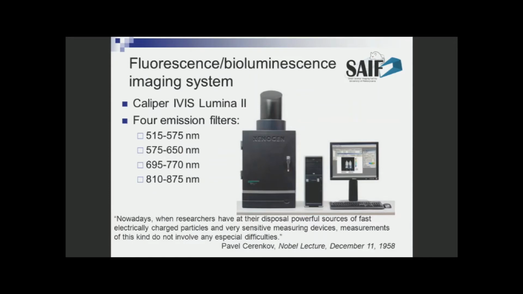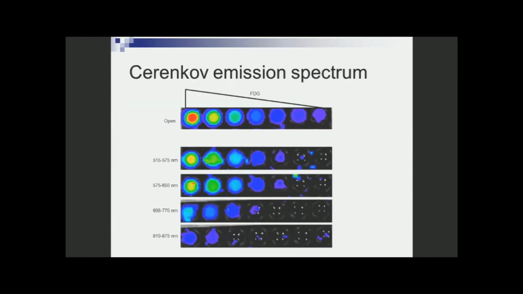With a nice quote from Cherenkov at the bottom from his Nobel lecture: nowadays when researchers have at their disposal powerful sources of electrically charged particles and very specific measuring devices, measurements of this kind do not involve any special difficulties. So again, this is just an example of what the Cherenkov emission spectrum looks like when you look at those 4 spectral bandwidths, and this is just FDG diluted in a 96 well plate with the filters open, and then with the 4 emission filters that I showed in the previous slide.